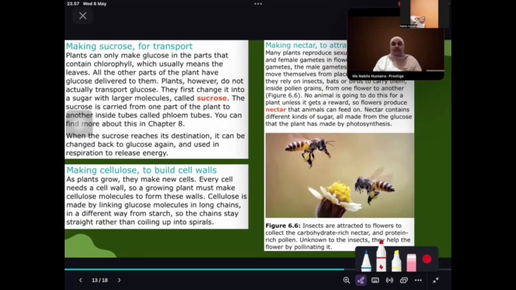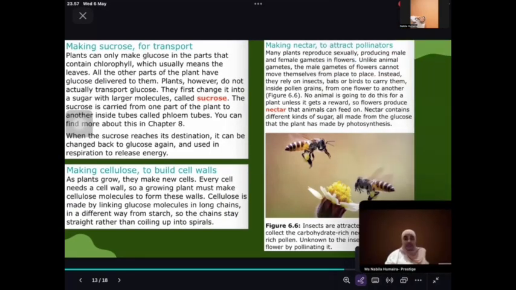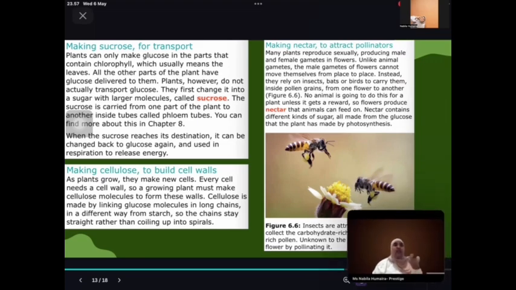Also making nectar to attract the pollinator comes from glucose. Plants making the cellulose to build a cell wall also comes from the glucose. That's what you watched in the video previously, the 5 main things of glucose in plants. One of them is for making the cellulose to build a cell wall.